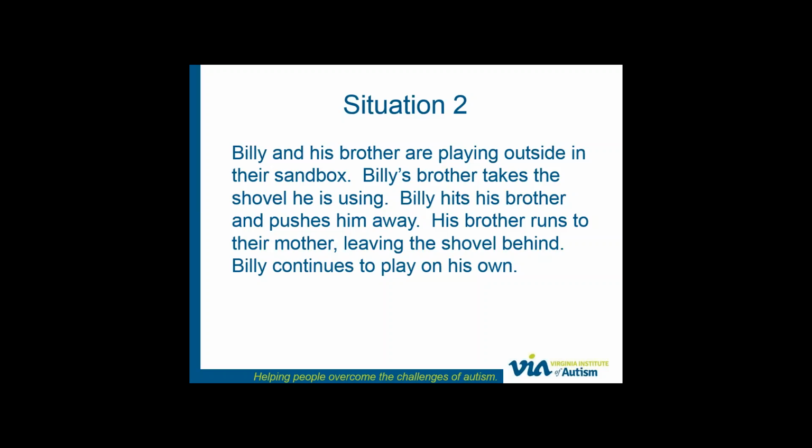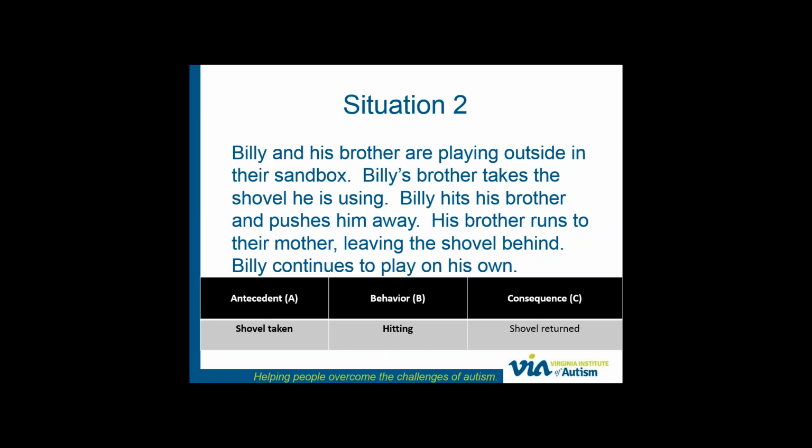So what's the problem behavior that Billy had? Yeah, Billy hit his brother and pushed him away. So what happened? What triggered that? What was the antecedent? He took something. He took the shovel, and the consequence? He gets to play by himself. He got the shovel back. The little brother dropped the shovel, and he was able to get it back.